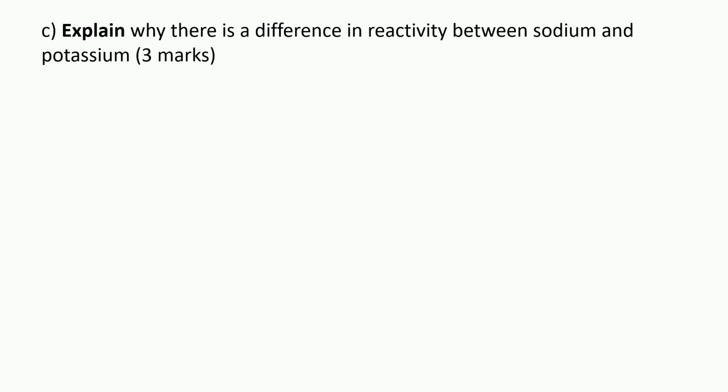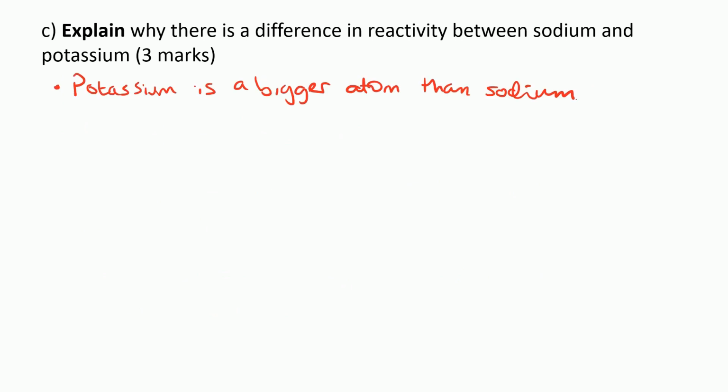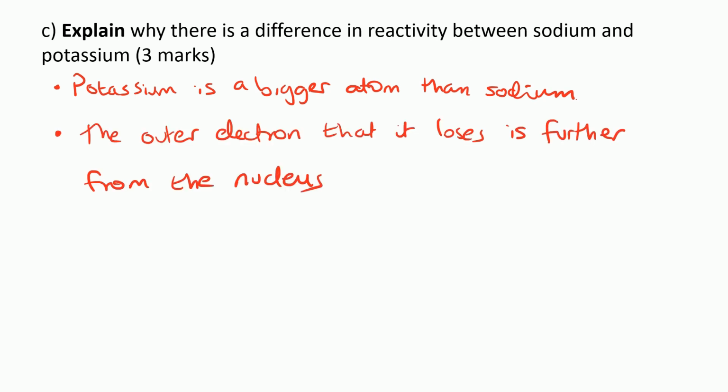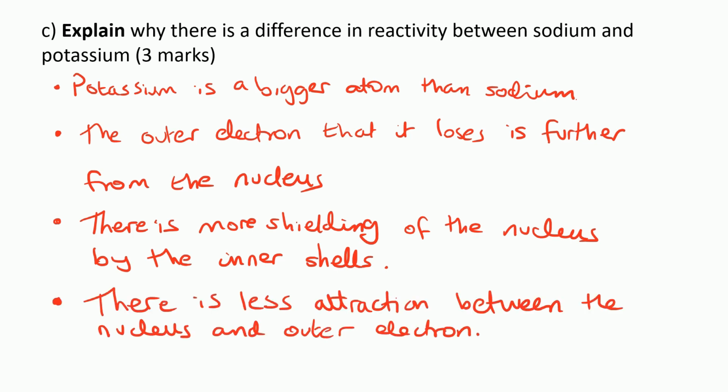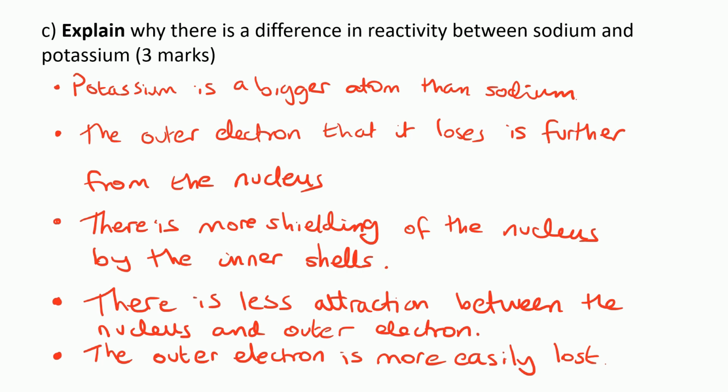Then you could be asked to explain why there is a difference in reactivity between sodium and potassium. So potassium is a bigger atom than sodium. That means the outer electron that it's trying to lose is further from the nucleus. There's also more shielding of the nucleus by the inner shells because there's more shells on a potassium atom. And these factors mean that there's less attraction between the nucleus and the outer electron. So that means the outer electron is more easily lost.